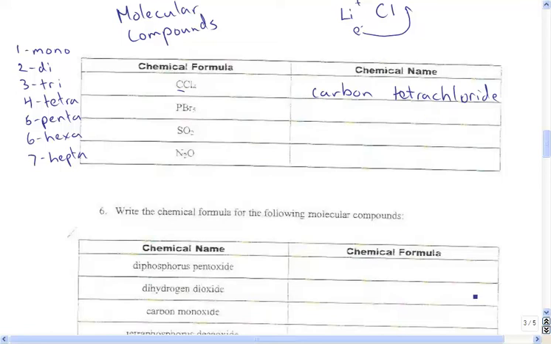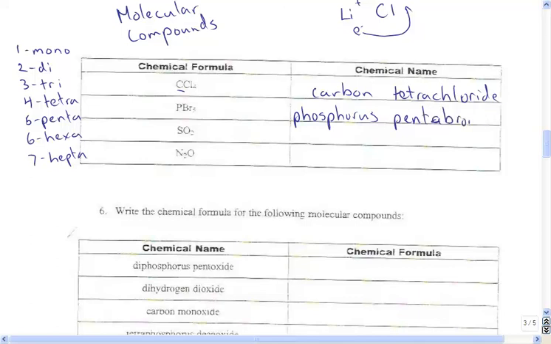Let's look at the next one. We've got phosphorus and bromine, so it would be phosphorus bromide. But because there's 5 bromines, and 5 is penta, this would be phosphorus pentabromide, right?